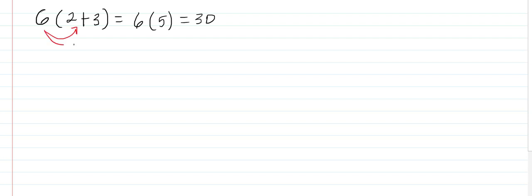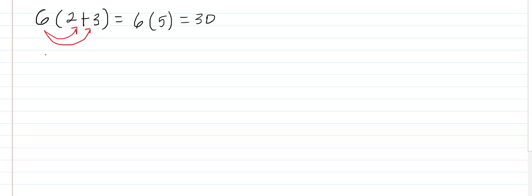Let's look at a couple of ways of using the distributive property of multiplication. So let's say, for example, I have 6 times (2 plus 3). Now we know from "Please Excuse My Dear Aunt Sally" that you're supposed to do what's inside the parentheses first, and then you multiply. Well, look at this. What if you distributed what's outside the parentheses first?